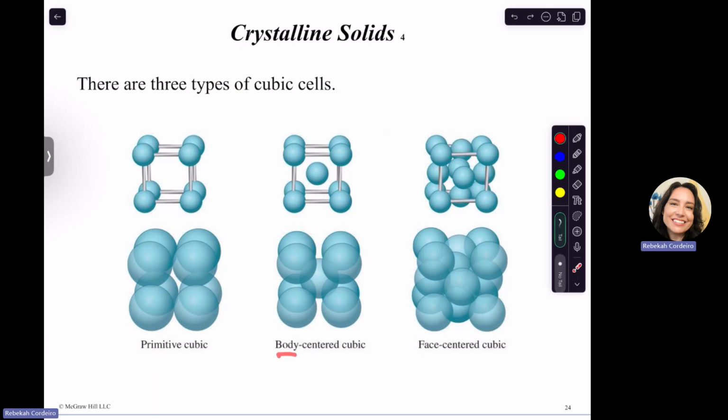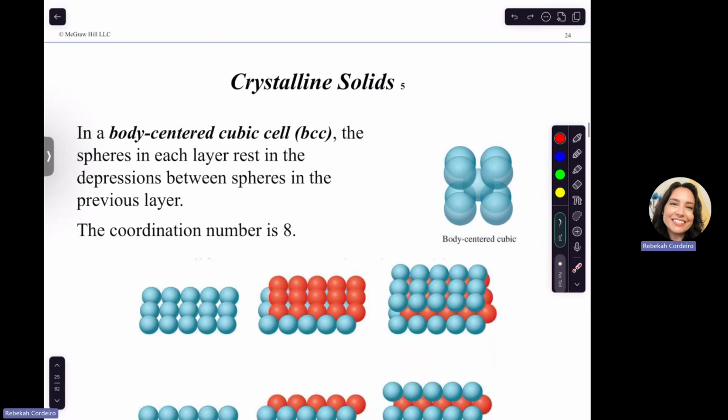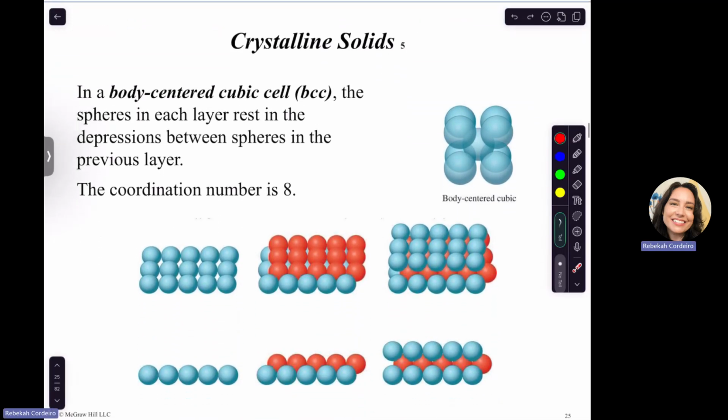So body-centered has an atom in the center of the body of the cube, and face-centered has atoms in the center of the faces of the cube. A body-centered cubic cell has a coordination number of 8. So if you're the center, you have 1, 2, 3, 4, 5, 6, 7, 8 things touching you. And then this one also has 8 things touching it because it's the center of its other cell, right? And we can keep thinking about these repeating as we go.